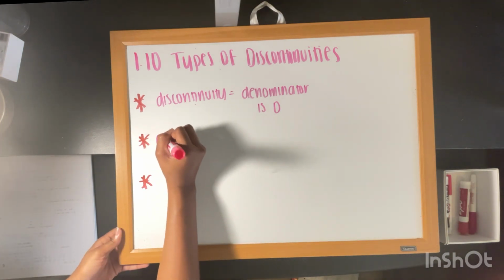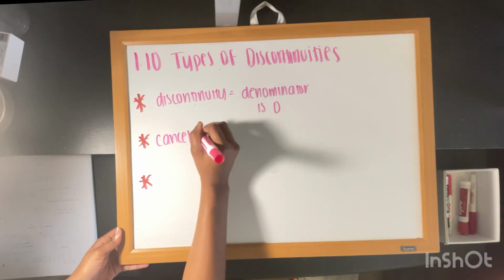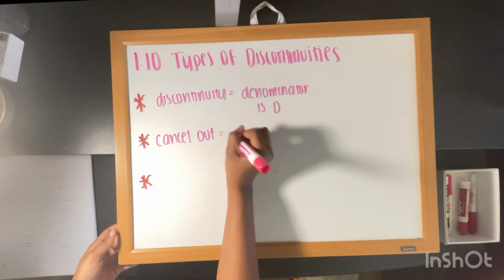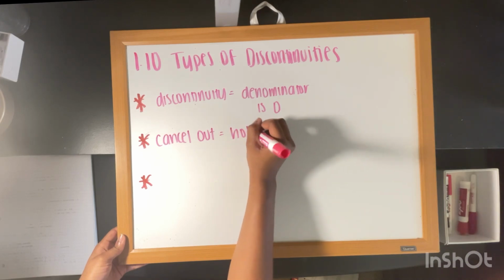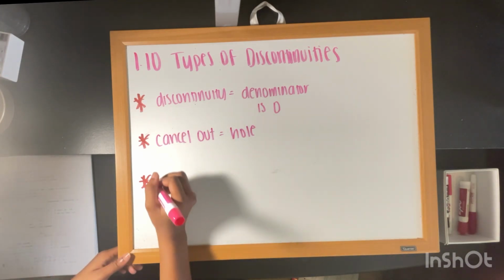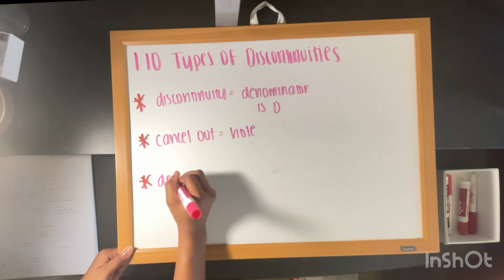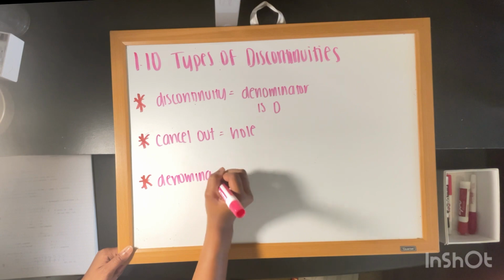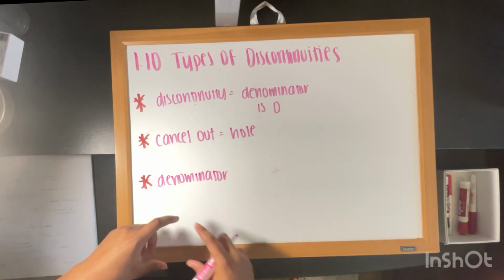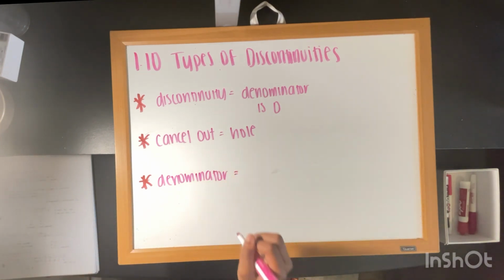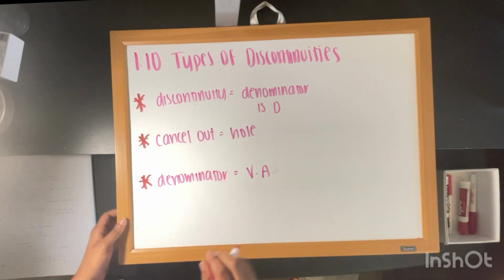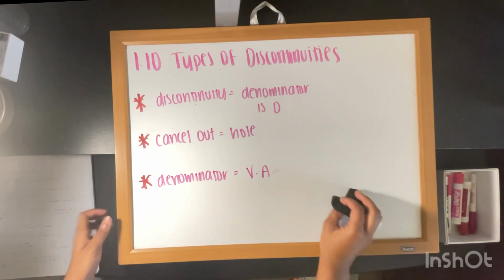If you have a function and one of your factored values cancels out, then you know your discontinuity is a hole. And if your denominator does not equal 0 and has a value under it, then the denominator that stays will be your vertical asymptote, or VA. So now let's look at an example.